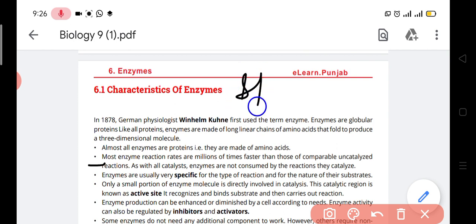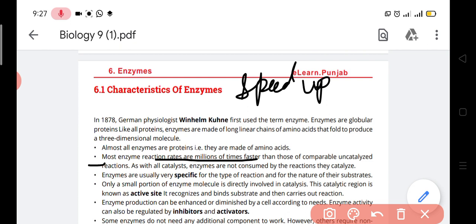The second major point is that we know very well that the enzyme speeds up the reaction. We have learned in detail that it reduces the activation energy. Most enzymes make the reaction millions of times faster as compared to the uncatalyzed reaction, uncatalyzed meaning the reaction where we do not have any enzyme. The enzyme's presence makes the reaction millions of times faster, as these catalysts or enzymes are not consumed by the reaction they catalyze. From the start of the chapter, we are learning that enzymes do not use themselves up. They are only speeding up the reaction.